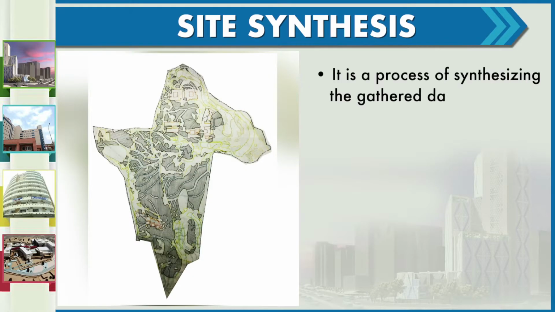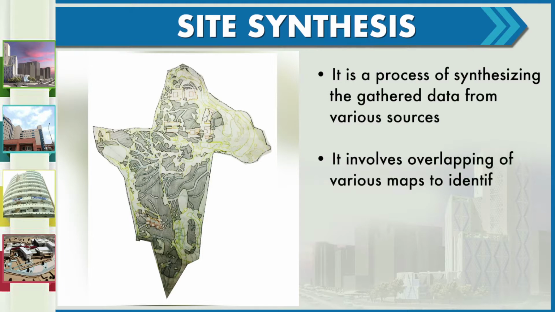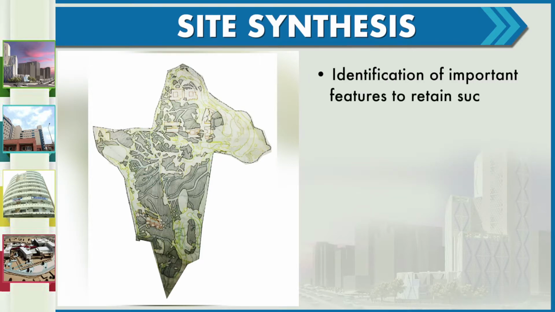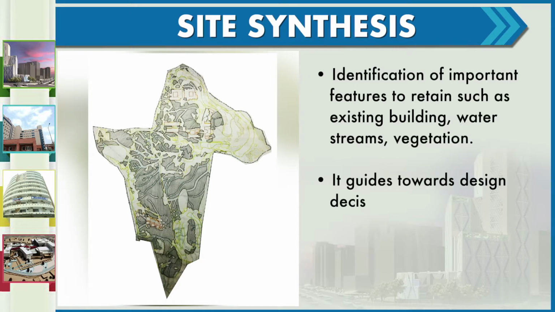Coming to the site synthesis, it is a process of synthesizing the gathered data from various sources. It involves overlapping of various maps, identification of buildable areas, identification of important features to retain such as existing buildings, water streams and vegetation. It guides towards design decisions and space allocation.